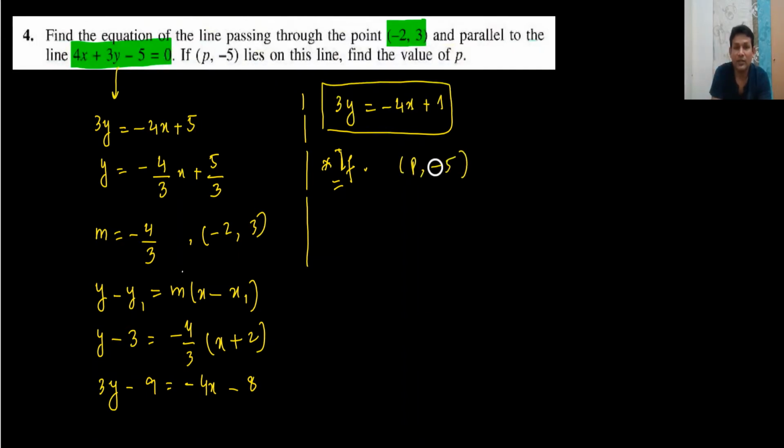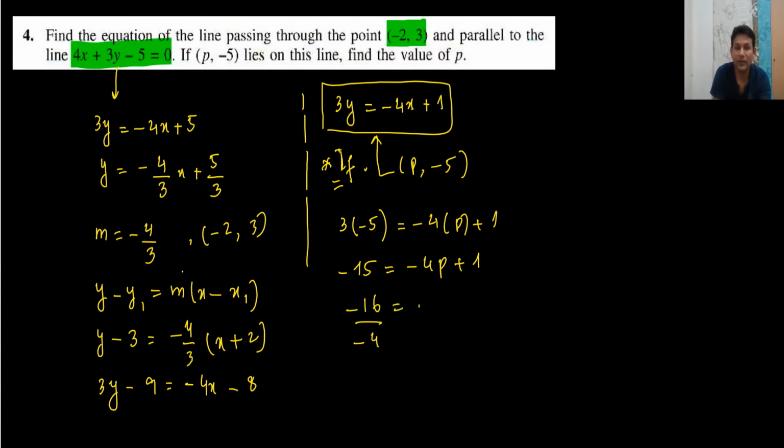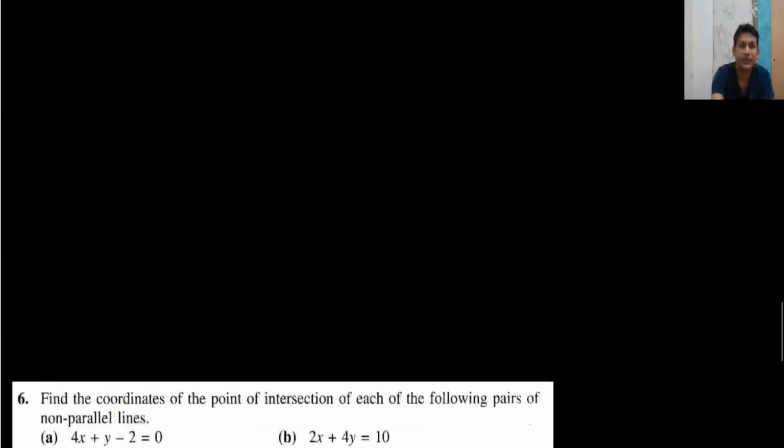So what I will do simply, I will put the value of x and y in this equation. 3 times minus 5 is equal to minus 4 times p plus 1. Now you can find the value of p. Minus 4p and plus 1 shifted to the left-hand side. Minus 16 is equal to minus 4p; 4 will divide here, minus 4, and p is coming positive 4, and we have done it. So we have the concept here: the lines are parallel, the gradient is the same. When a line is passing through a particular point, we can put the value.